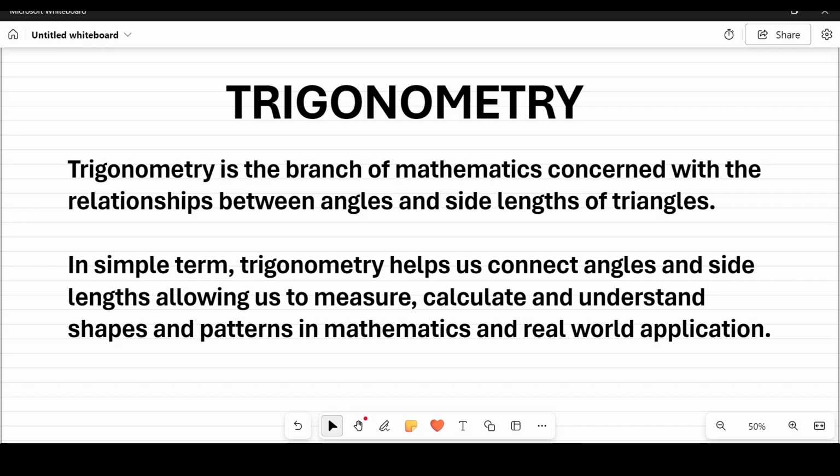In simple terms, trigonometry helps us connect angles and side lengths, allowing us to measure, calculate, and understand shapes in mathematics and real-world applications. Now, let's dive into trigonometric ratios.